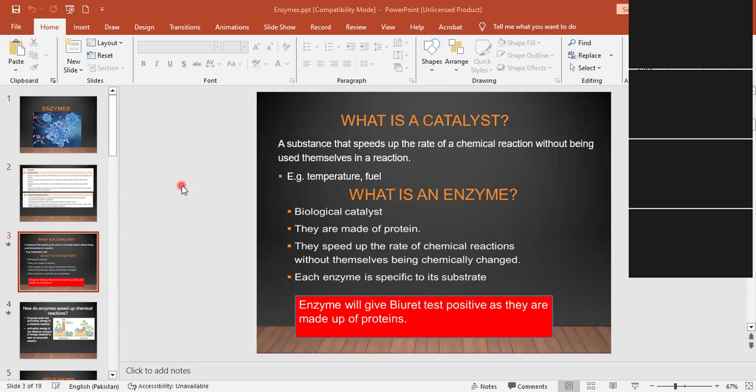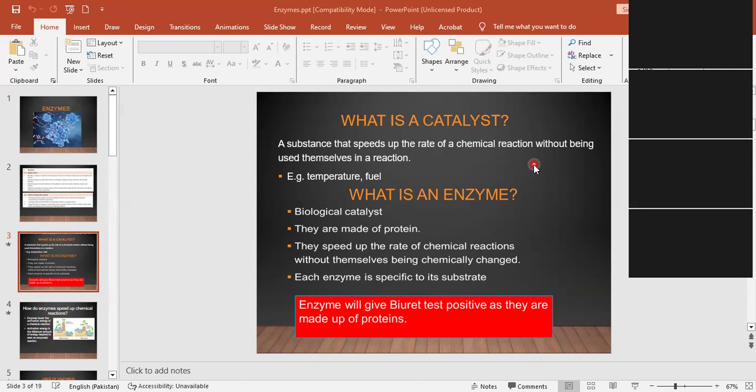So what is catalyst? A catalyst is something which speeds up the reaction, right? Speeds up the chemical reaction without being used up themselves. Means they would come, they would speed up the reaction, ठीक है? But they will not be used up in that reaction. They will come, make the work easy for you, and they will go away. That is actually known as catalyst, right?